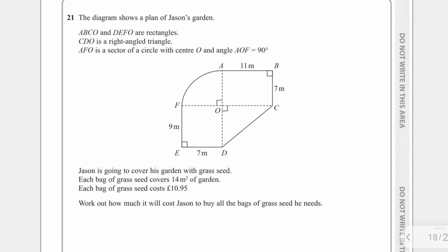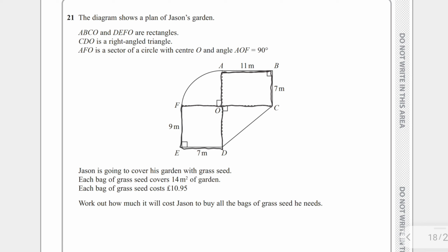Okay, question 21. The diagram shows a plan of Jesse's garden. We have A, B, C, O, and D, E, F, O are rectangles. So let's see what they mean by that. A, B, C, and O. Okay, that is this. Oh, my bad, because it's not properly drawn. Okay, let's manage it like that. And DEFO, which is this one, is another rectangle.